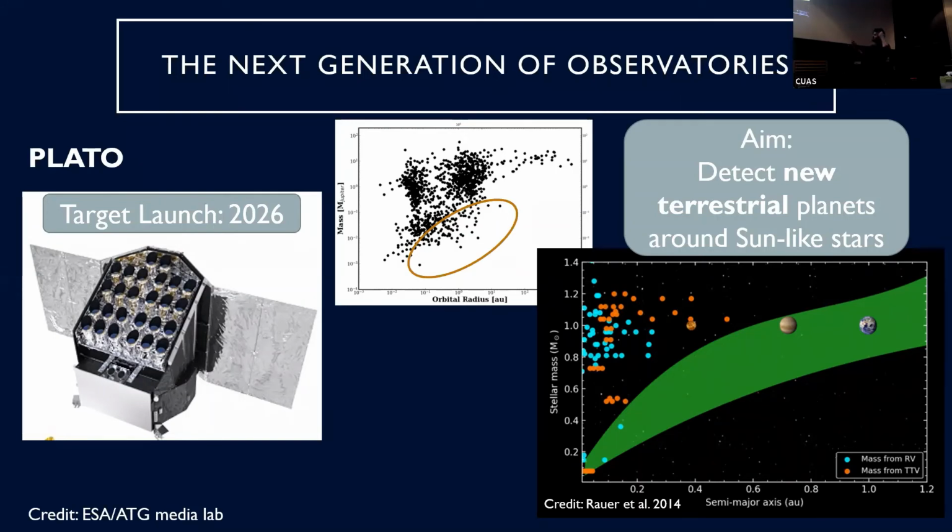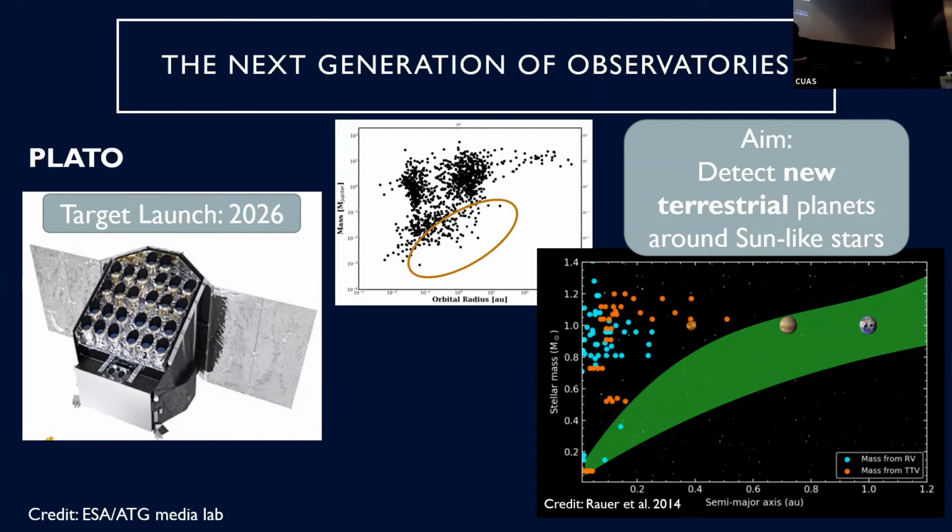And what makes Plato so interesting for me, certainly, is that it's actually going to look at the sun-like stars in particular. So a lot of these surveys didn't care what type of star was there. So a lot of them are around very, very faint stars. It just so happened that you can find transits. What this telescope is going to look at is stars very much like the sun, and try to understand how many terrestrial planets are forming around sun-like stars.